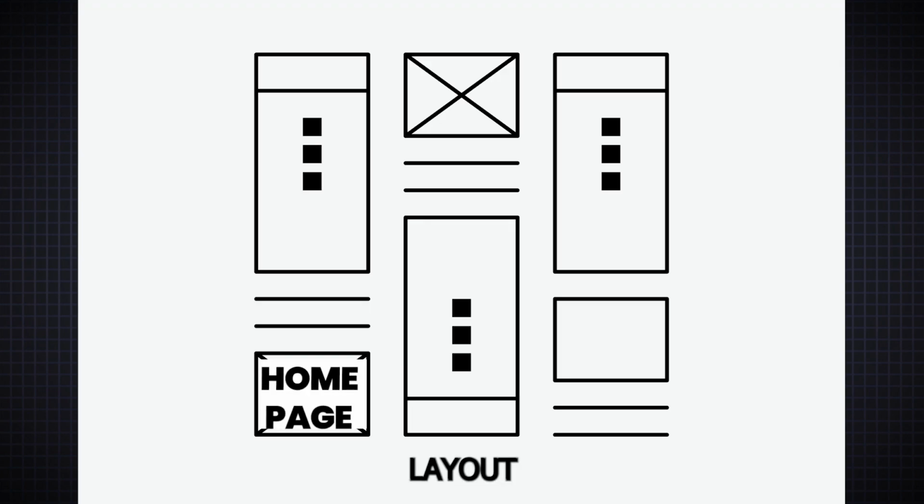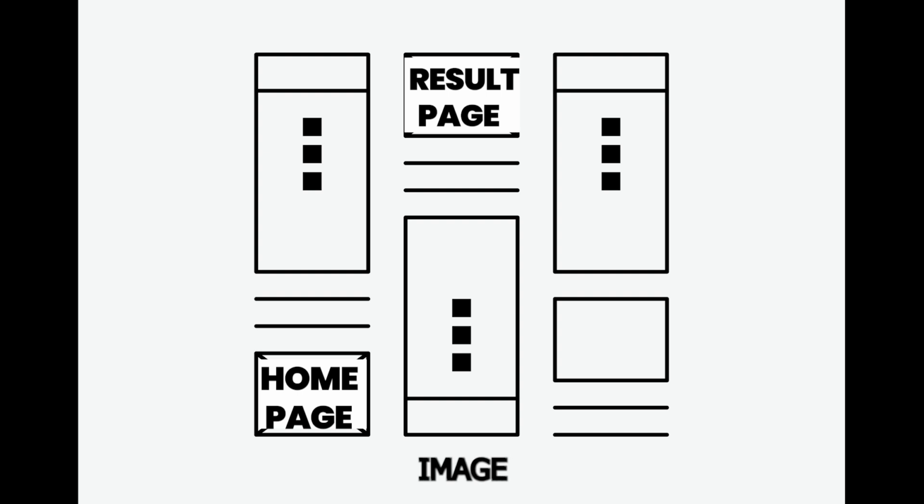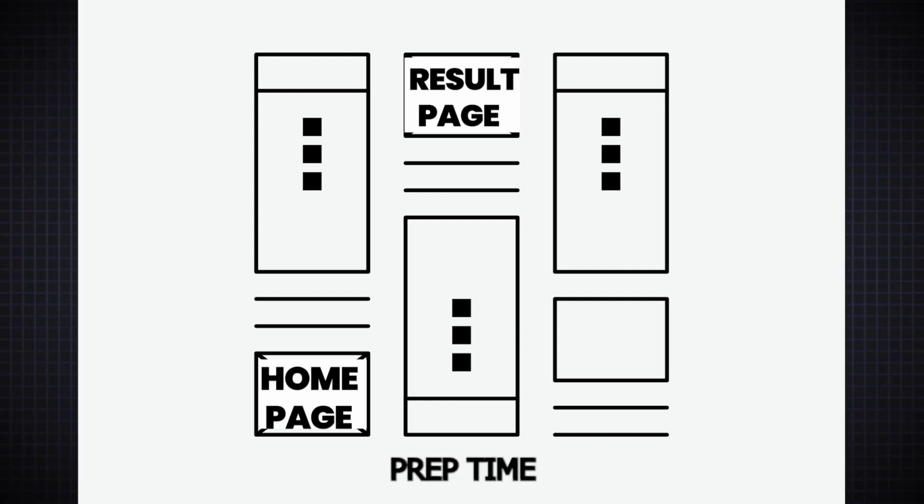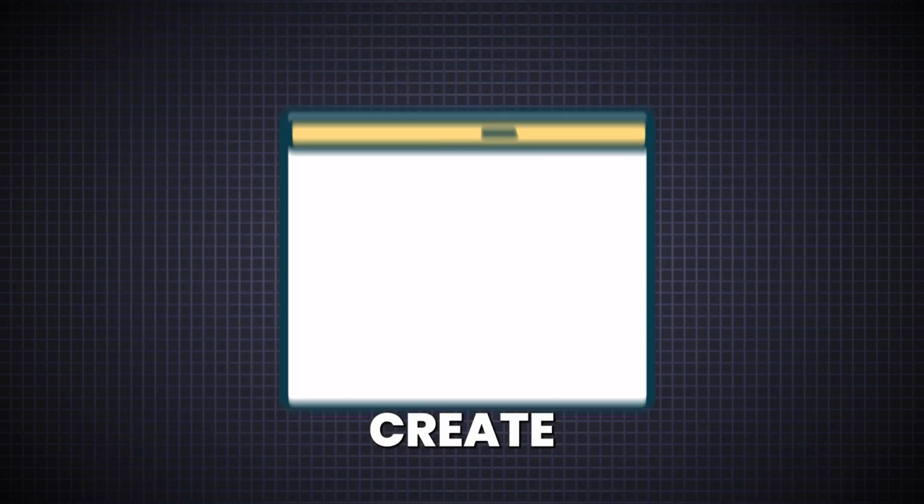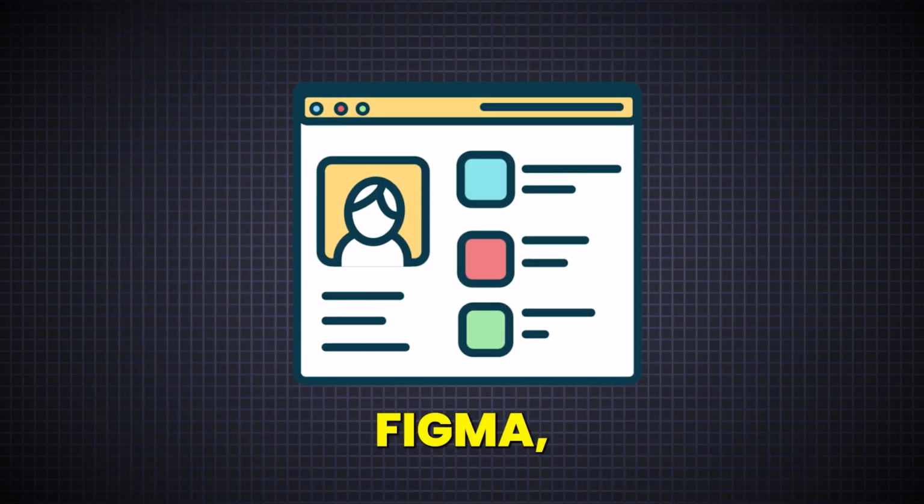Homepage, a clean layout with a prominent input box saying "What is in your fridge today?" and a search button. Results page, a grid showing recipe cards with a thumbnail image, recipe name and prep time. Then recipe page, a clear structure with an image of the dish, a list of ingredients and step-by-step instructions. You can create these wireframes with tools like Figma, Balsamiq, or even pen and paper.